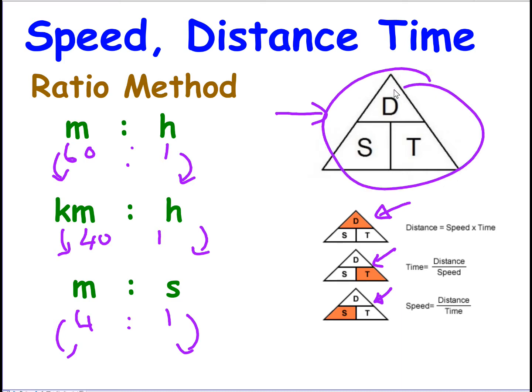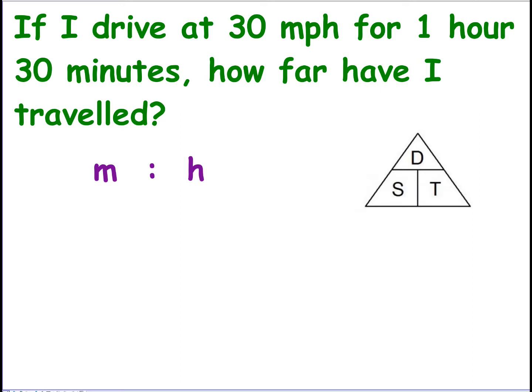The triangle seems to be the most popular, but the most flexible and the one that allows you to do other types of compound measures is the ratio method. Just to show you how both methods work for each of the types of calculations.